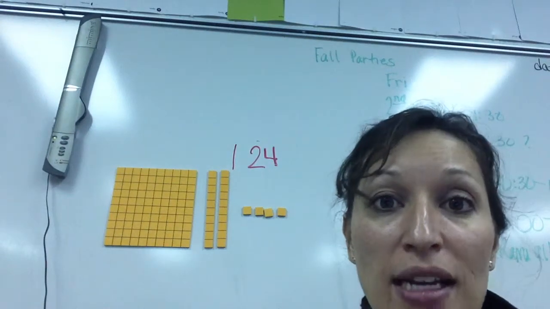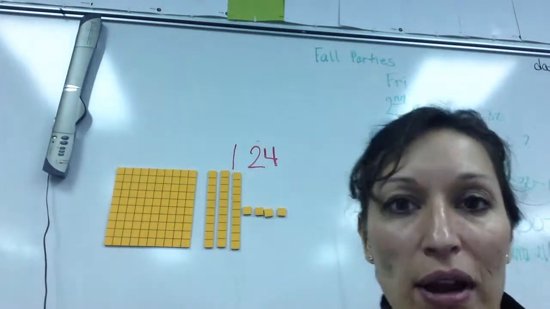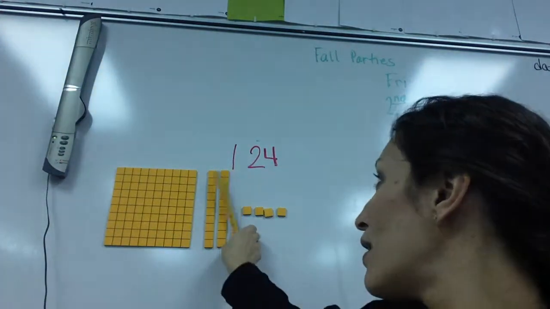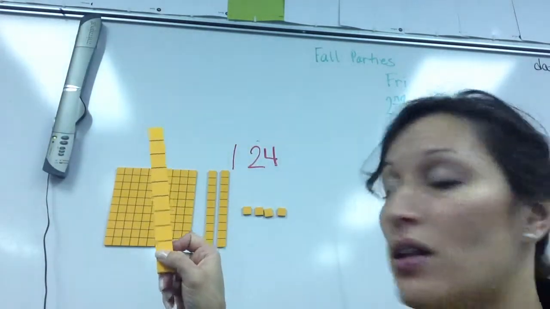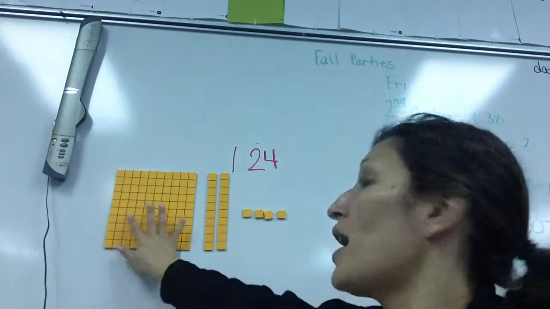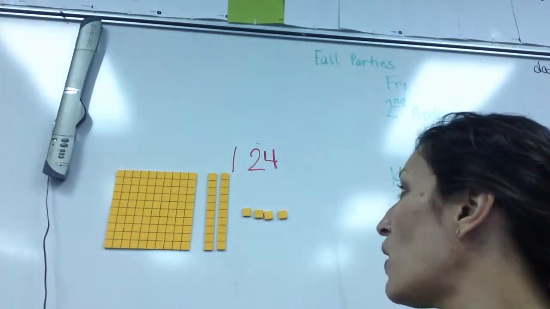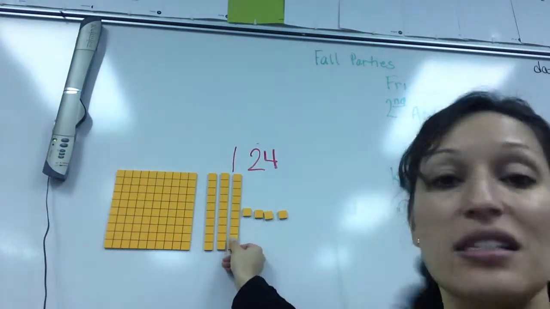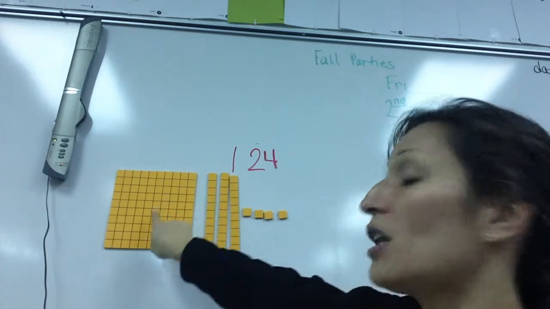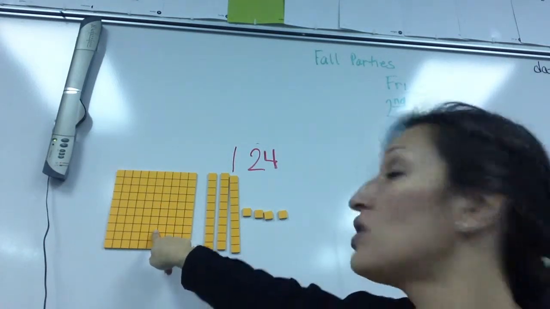I could keep adding another 10. How would I write that number now? What did I add? I added a 10. So I only need to change the part of the number that changed. My 100 stayed the same. My 4 1s stayed the same. The only part that changed was the 10s. I know my most powerful digit is telling me how many hundreds we have. I didn't change those, so that number doesn't need to change.